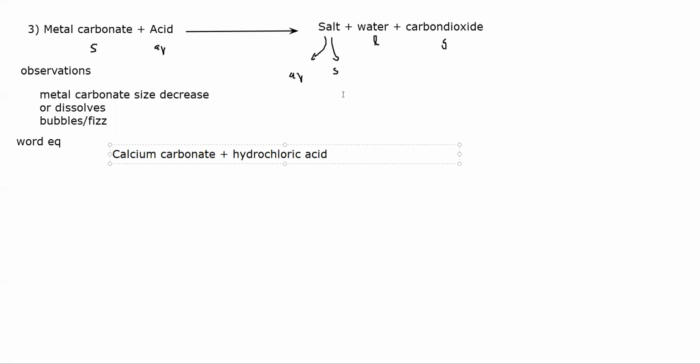So calcium chloride will be there, because if it's a hydrochloric acid, it will form a chloride salt. So calcium chloride plus water plus carbon dioxide. So metal carbonate plus acid, this will result in a formation of salt, water, and carbon dioxide.